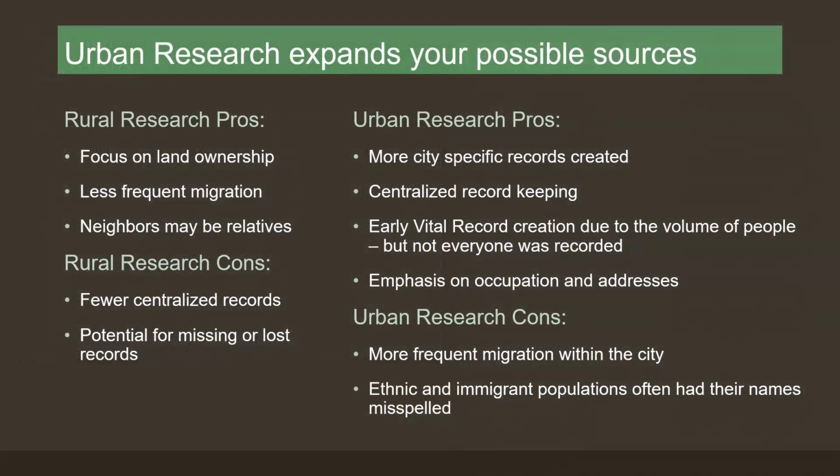So in urban research, we're going to expand on all possible sources. It can be challenging for a variety of reasons, but it can also be a boon because so many records were created in a city as opposed to in rural areas. Some of the pros and cons I've listed here, I won't read them to you, you can read. In urban centers, often vital records were created earlier than in other places. This is pretty typical, especially in big cities like New York City. We're going to find records of people's births, deaths, and marriages much earlier than in other places.